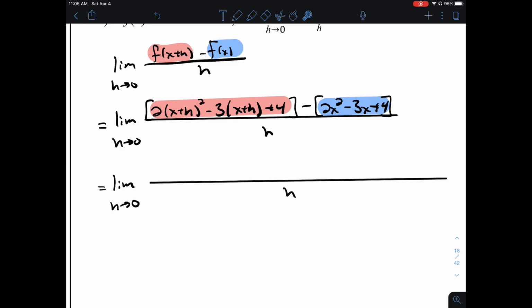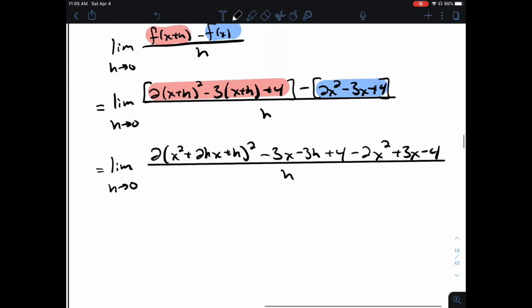So let's see. What is the quantity of x plus h squared, that binomial? Well, that's going to give us x squared plus 2hx plus h squared. We're multiplying two binomials together, you're going to get a trinomial. If I distribute this minus 3, I get minus 3x minus 3h. Can't forget this plus 4. Students often forget that plus 4. Distribute this minus, I'm going to get a minus 2x squared plus 3x minus 4. Now we're getting closer. We don't want any parentheses up here. We want to be able to combine like terms. So I'm going to distribute this too.